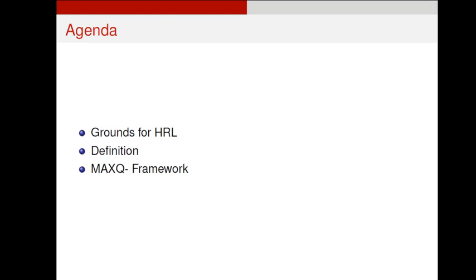The main points under discussion are: first, the grounds for HRL, why we are thinking about this hierarchical reinforcement learning; second, its definition; and then we look into the popular framework known as MAXQ.